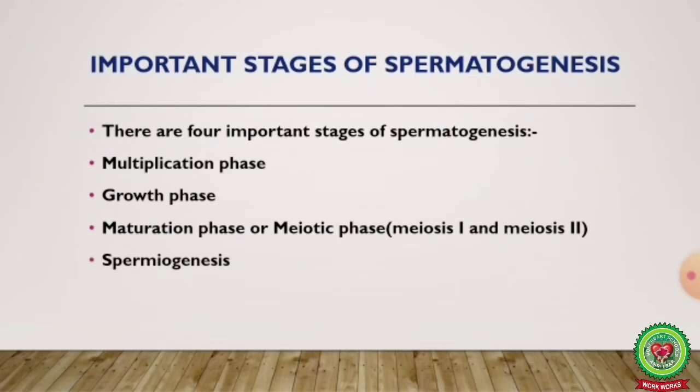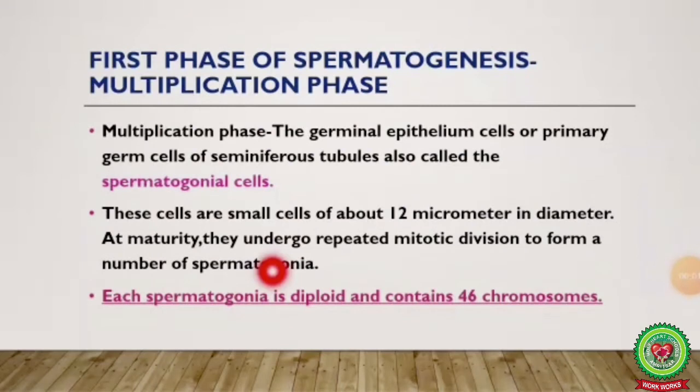Now, here we will be discussing the important stages of spermatogenesis that will lead to the formation of sperms. There are mainly four important stages of spermatogenesis. First one is multiplication phase, second is growth phase, third is maturation phase or meiotic phase that includes meiosis 1 and meiosis 2. And the last is spermiogenesis. Starting with the first phase of spermatogenesis, that is multiplication phase.